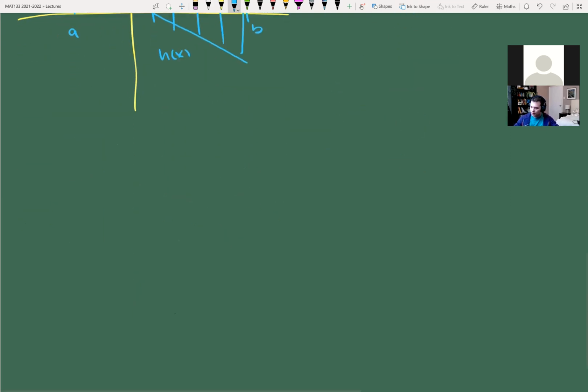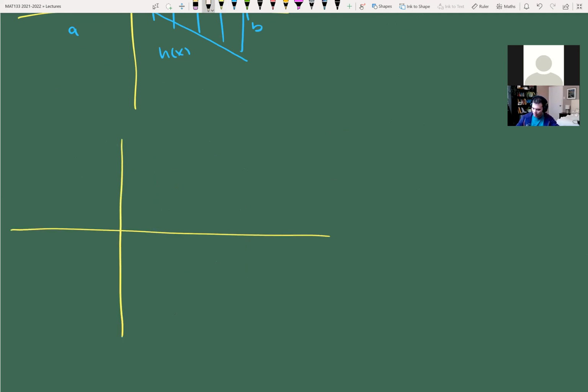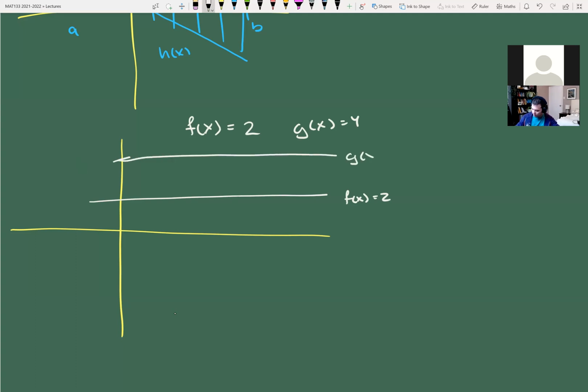Right, okay, so maybe let's think about it like this. Because you're right, if you memorize it, that's one thing. Let's say I gave you just straight lines. Let's say I gave you f of x equals 2 and g of x equals 4. So I plot these lines. Here's f of x equals 2. Here's g of x equals 4. And I want this area here. Let's say this is 1 and this is 5.